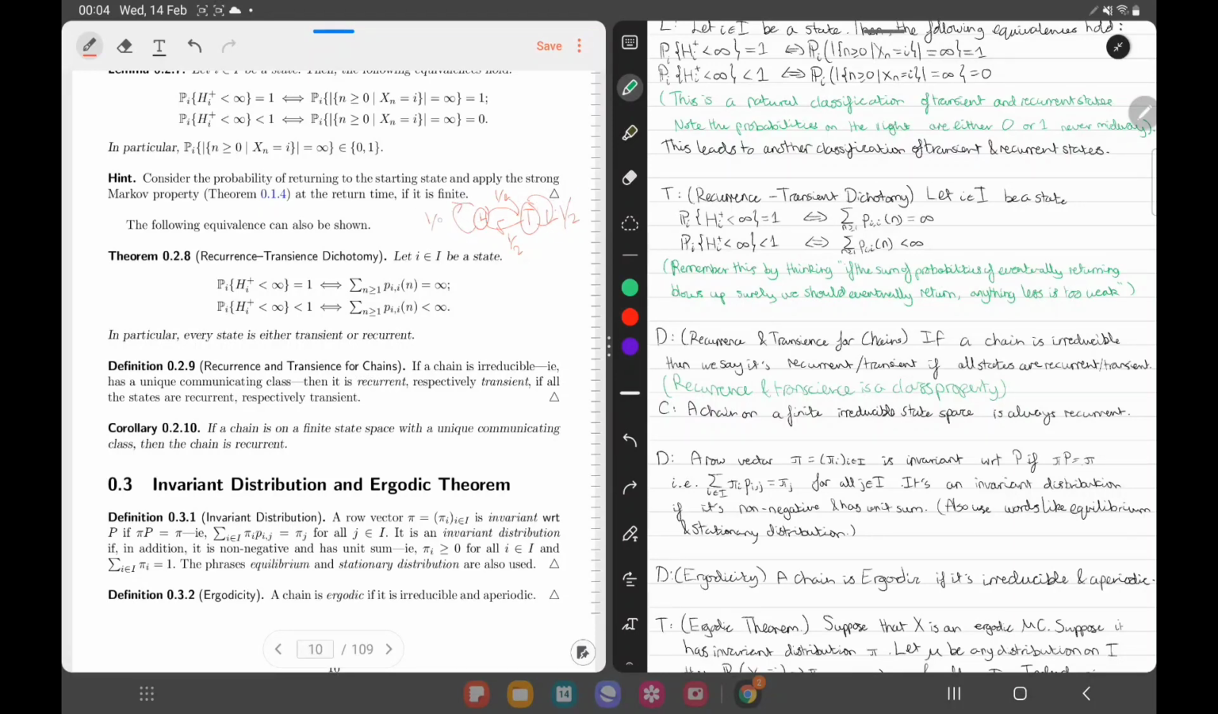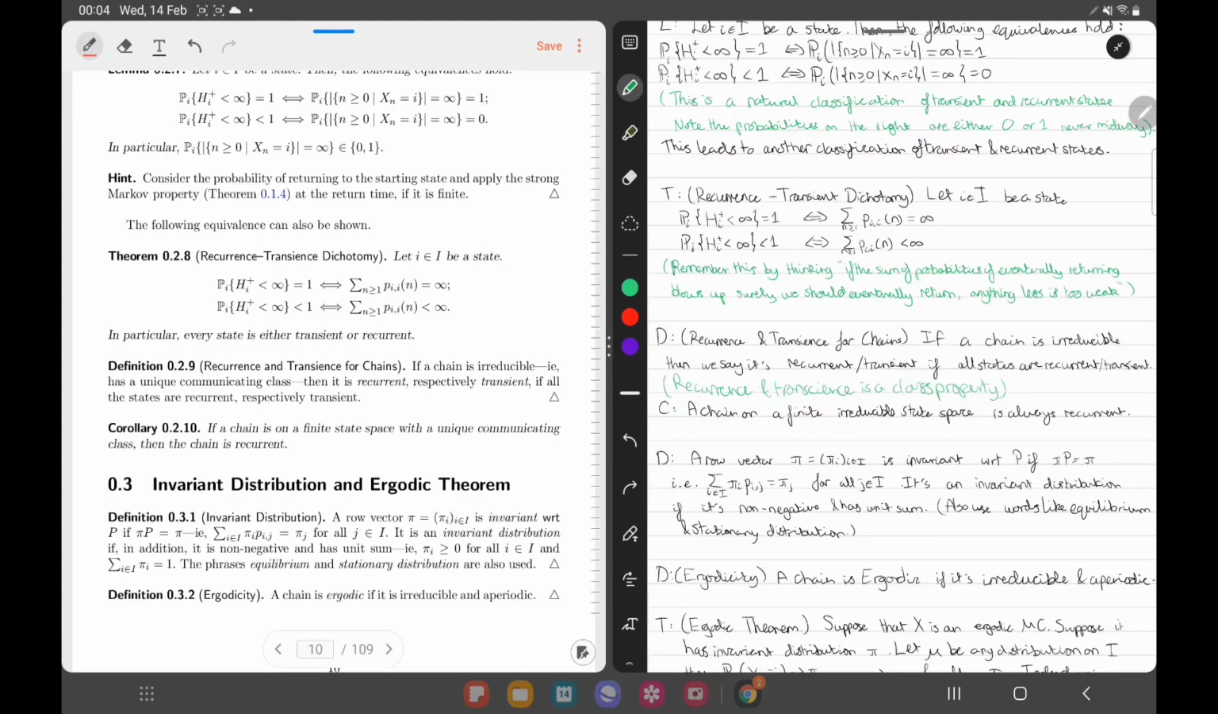Despite the fact that I can go from heads forever, you're telling me that I'm never going to hit tails. And my argument is, okay, well, at least this corollary says a chain on a finite irreducible state space is always recurrent, i.e. I should always be able to return to tails an infinite number of times too. So get your mind out of the gutter if you're thinking that you can't do this.